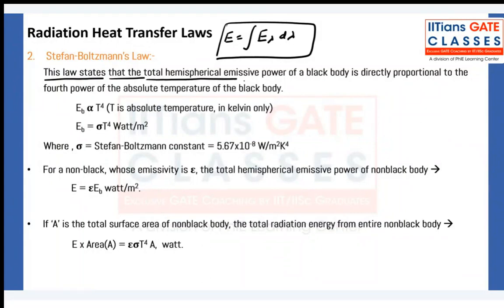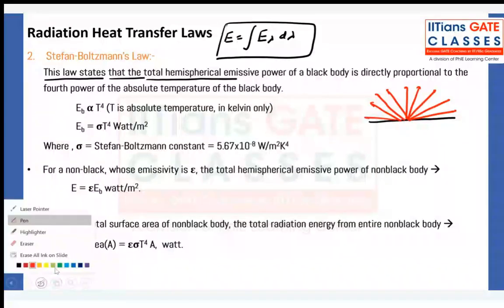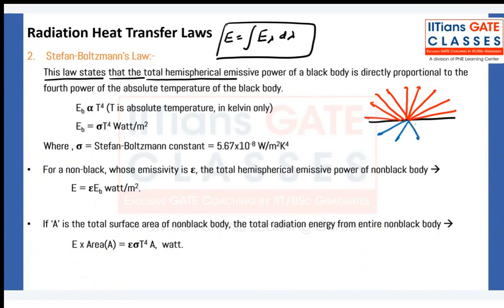This law states that the total hemispherical emissive power of a black body is directly proportional to the fourth power of the absolute temperature. Why do we say hemispherical? Because a body can only radiate energy in a hemispherical direction. It cannot radiate below; it will only radiate in the hemispherical way.